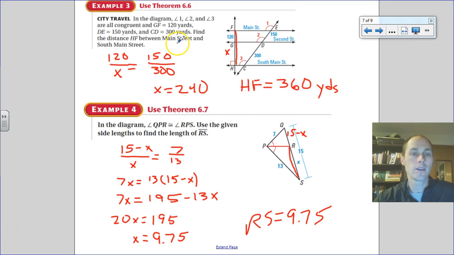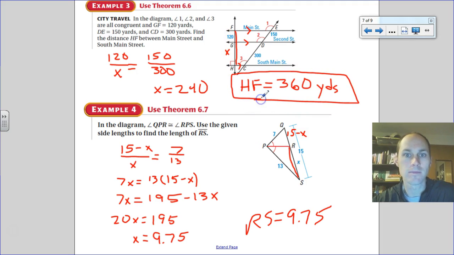All right, so as we set up our proportion here, we have three parallel lines. Since all three angles are congruent, corresponding angles are congruent, so the lines are parallel. If lines are parallel, we have these transversals cutting through here, which means these are all cut in the same proportion. So 150 to 300, same proportion as 120 to X. We can see that it's doubled, so X will be 240 for GH. If I want to find HF, that's the full length, so 240 plus 120 is 360 yards.